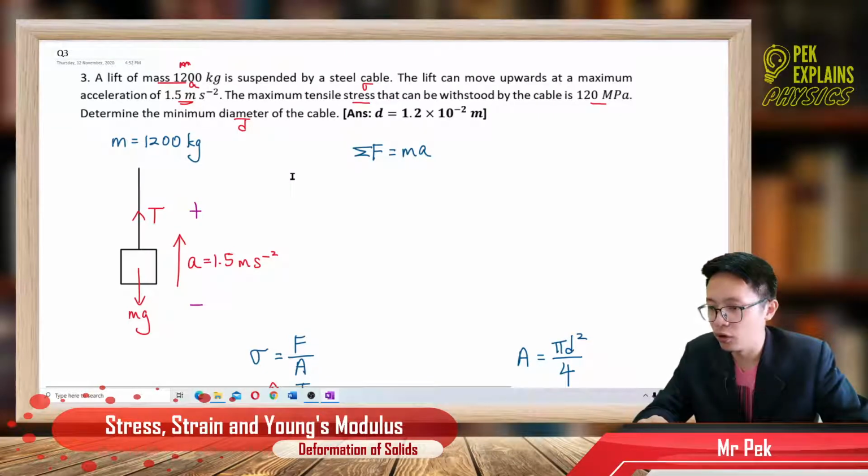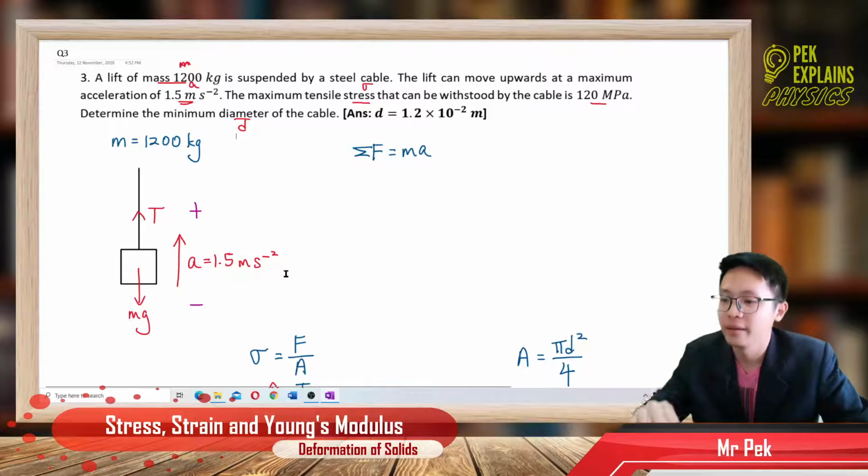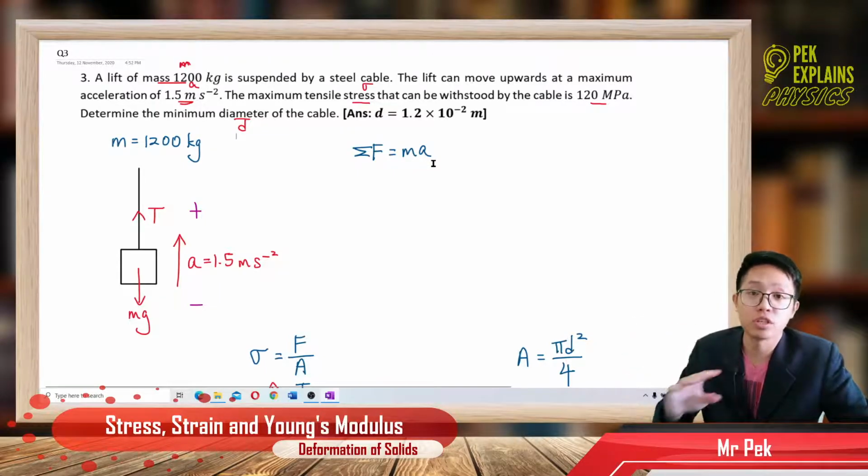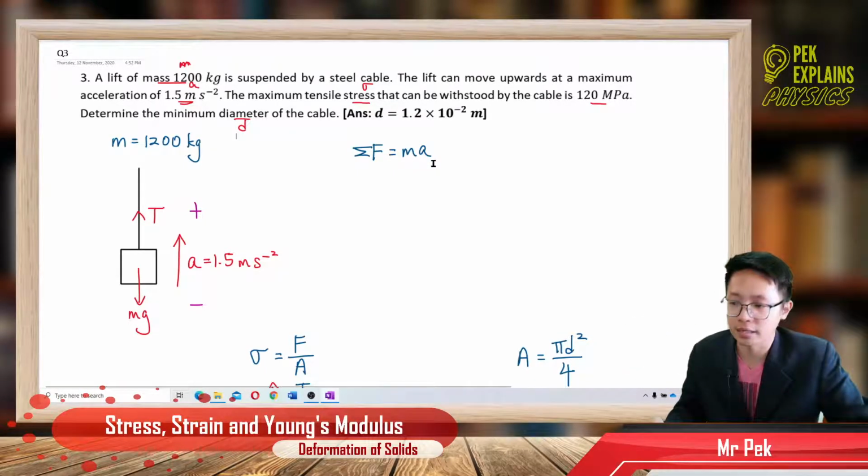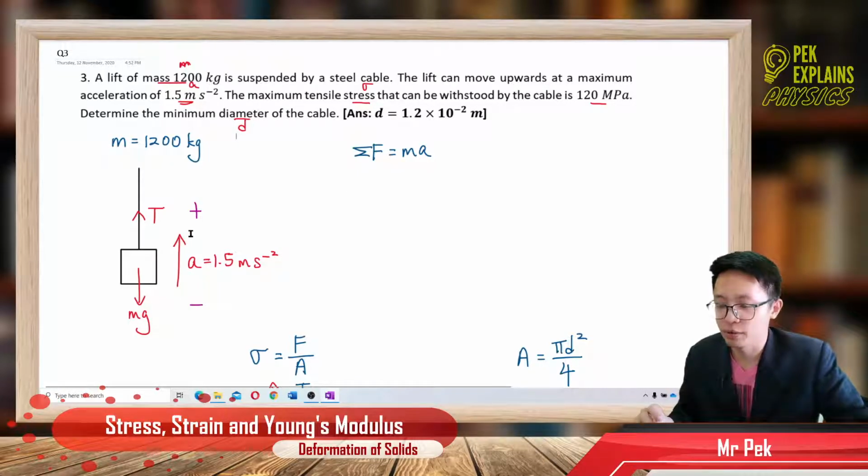Okay, first of all, this is the system. A steel cable pulling on the lift. This is the lift, and this lift is accelerating upward with 1.5 meter per second square. So it's back to Newton's second law. Total force equal to ma. Go back to chapter forces. Newton's second law.